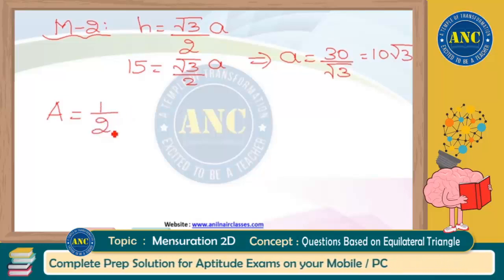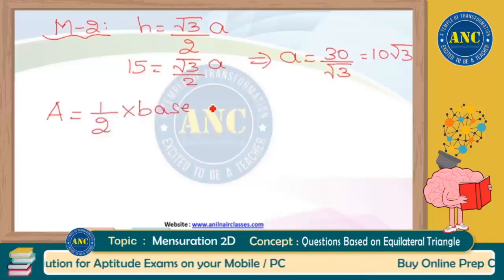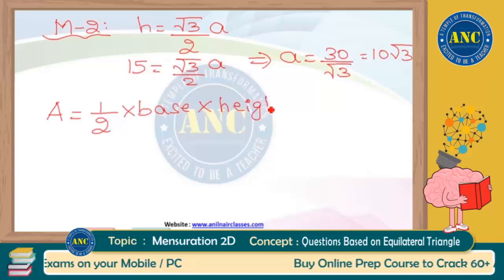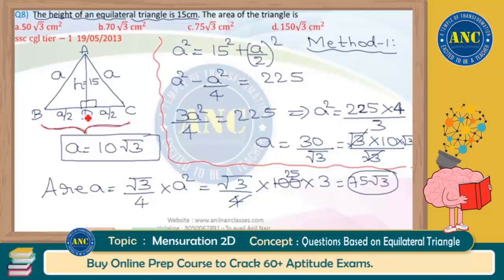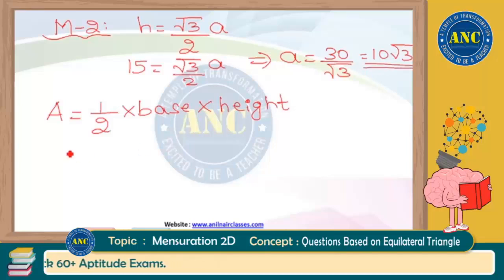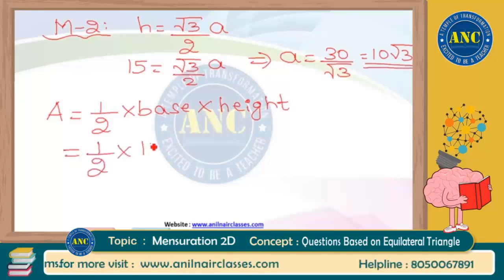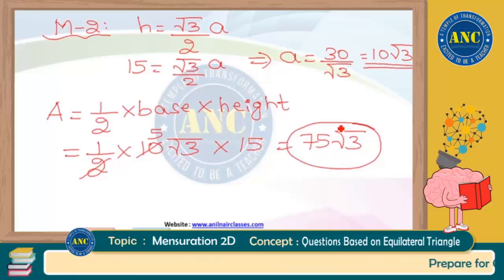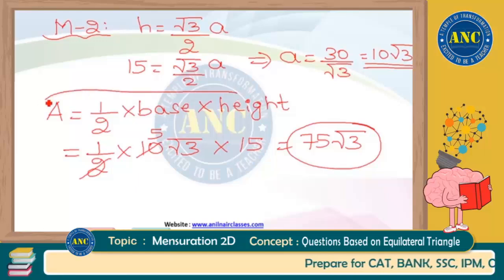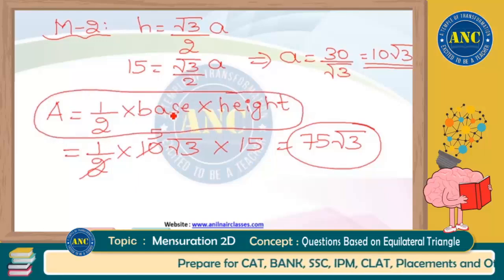Or in general, the area of a triangle is half into base into height. So base is nothing but this BC. BC is the entire thing, which is A, and I know the value of A now as 10 root 3. So it is half into A. Base is 10 root 3. Height is 15. So it is 2 into 1, 2 into 5. 15 into 5 is 75 root 3. That means you can use the area of an equilateral triangle as root 3 by 4 A square directly, or the generic formula for area also will give you the same answer.